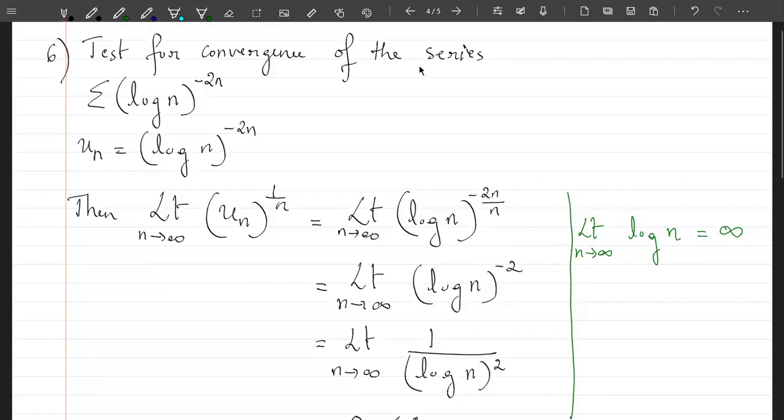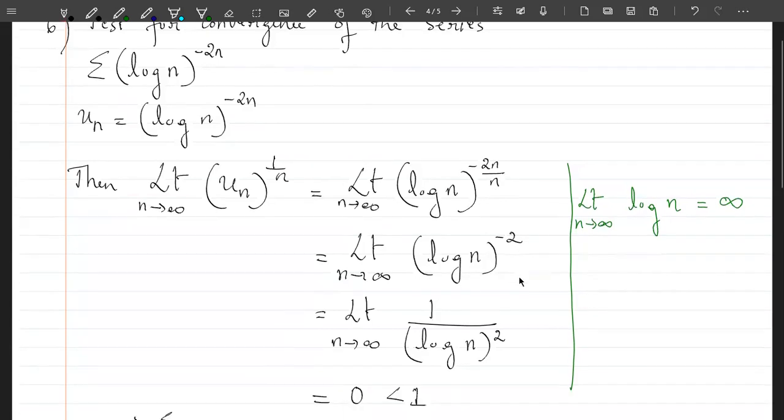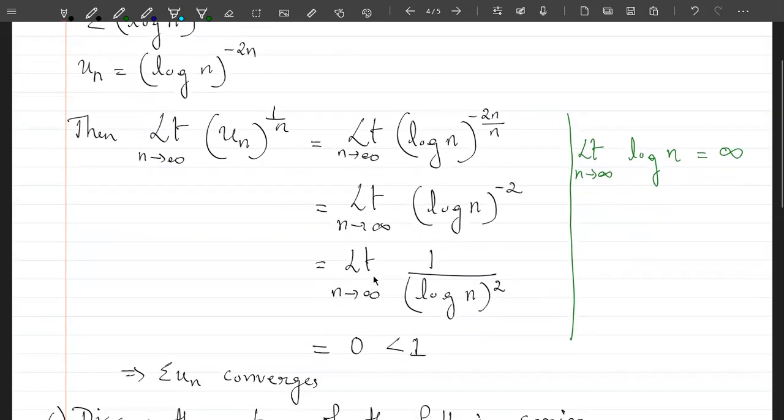Test for convergence of the series summation log n power minus 2n. Un here is equal to log n power minus 2n. Then limit n tending to infinity un power 1 by n will be limit n tending to infinity log n power minus 2n by n, which will be limit n tending to infinity log n power minus 2. Now that's also equal to limit n tending to infinity 1 by log n whole square.